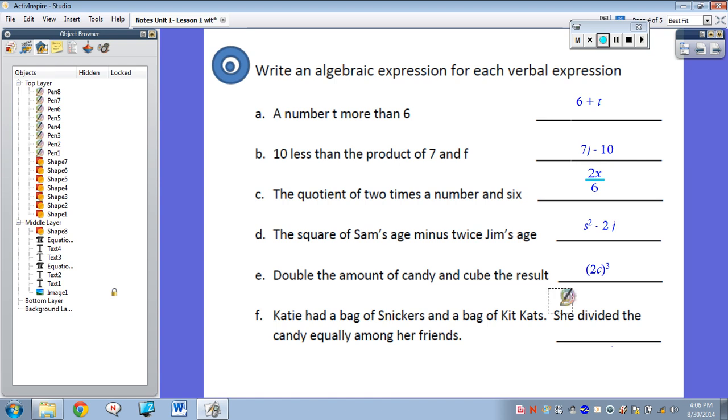Okay? So she's going to take all of the Snickers she has. Okay? Snickers is going to be the bag of Snickers, and she's going to add the bag of Kit Kats, and then she's going to divide that by 2 because you want to split the Snickers and the Kit Kats evenly amongst everyone.